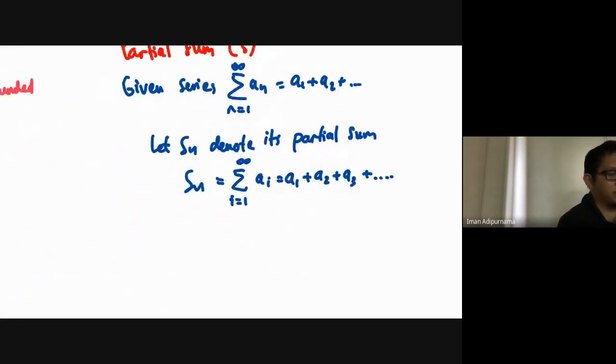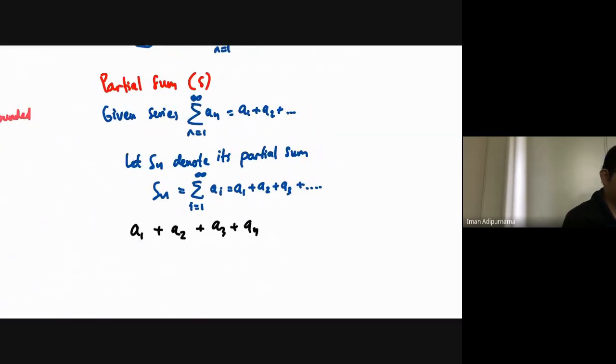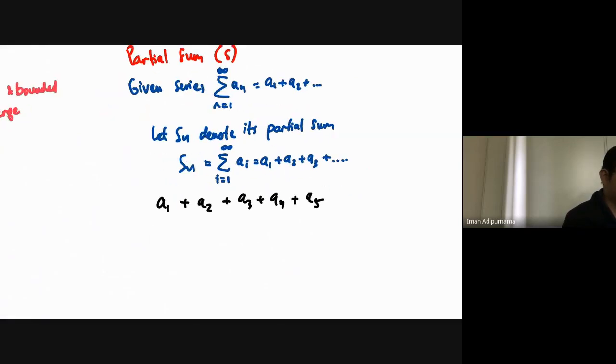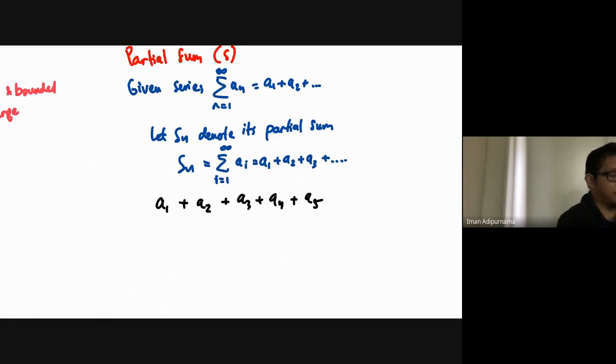So from here, let's say from A1 plus A2 plus A3 plus A4, let me have several terms, okay. The partial sums mean this is S1, this is S2, this is S3, and so on, okay. So A1 is S1, A1 plus A2 is S2, A1 plus A2 plus A3 will be S3. Okay, that is what the partial sum means, okay?